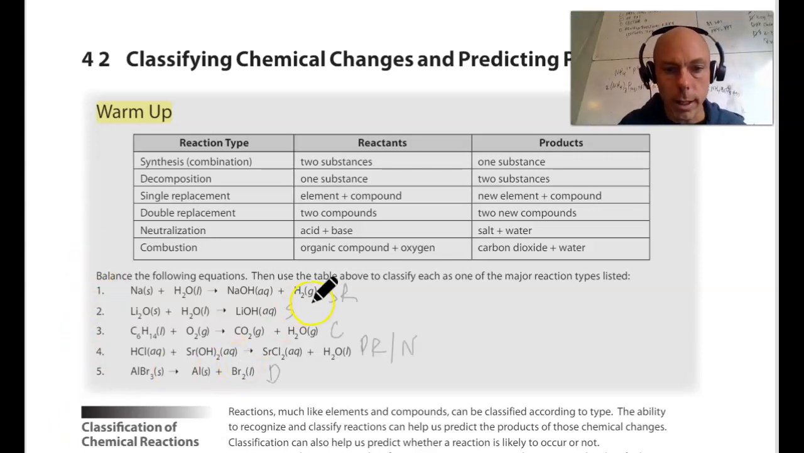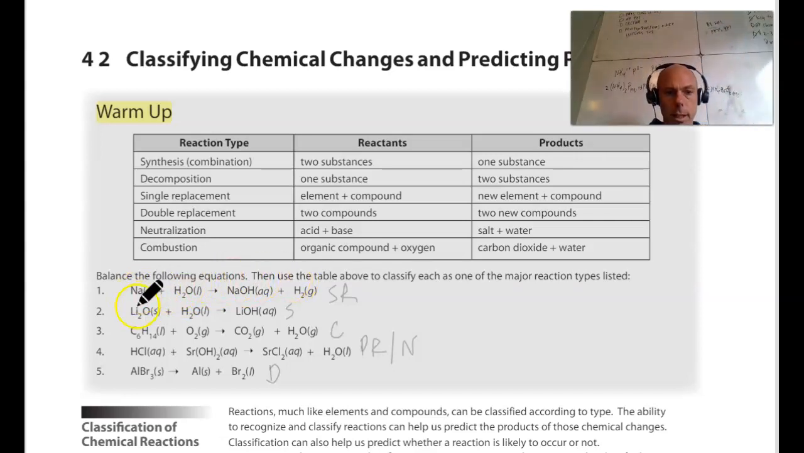All right, so I got single replacement for one. We see an element and a compound forming a different compound and a different element. Single replacement. I got synthesis for number 2. I've got 2 substances forming a single substance. When there's just one product, it's always a synthesis reaction. I got combustion for number 3. This is a hydrocarbon. It's got hydrogen and carbon in it, reacting with oxygen to form carbon dioxide and water.